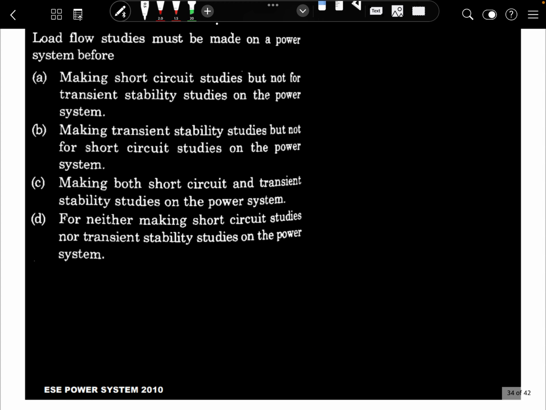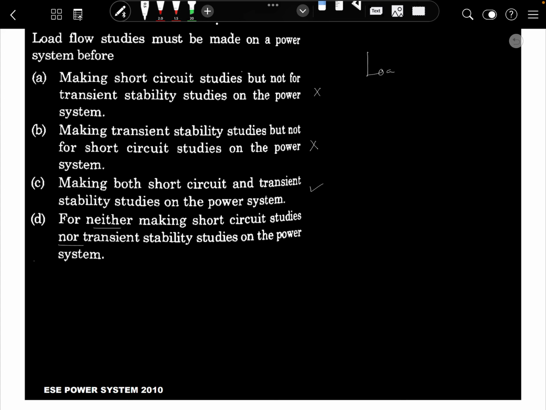Next, load flow study must be made on a power system before making short circuit studies, but not transient stability. So this is wrong. Making transient stability study but not short circuit, this is also wrong. Making short circuit and transient stability, this is correct. And the last one says neither transient nor short circuit study.